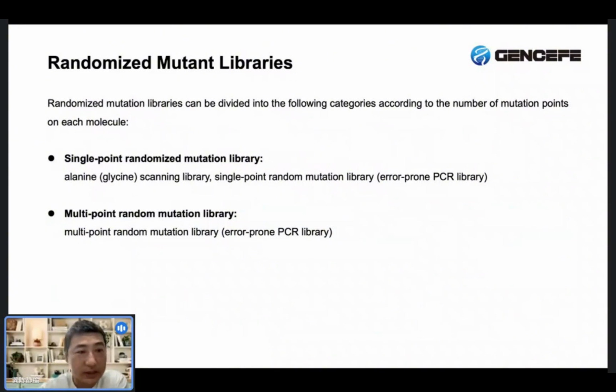Randomized mutant libraries can be divided into single point libraries or multi-point libraries. Single point libraries include the alanine scan library or glycine scan library, and a single point random mutation library, which is usually done by PCR. And the multi-point random mutation libraries are those in which there is more than one mutation point in each molecule.